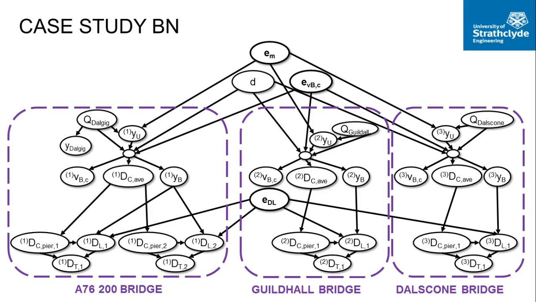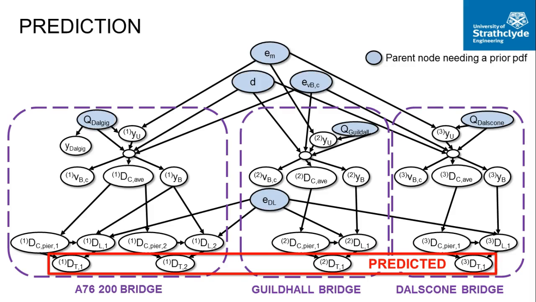So this is our Bayesian network for our case study, where we can see the 3 different bridges and the model error that correlates all of them. If we don't have any observation in the network, we can predict the local scour, the total scour at every pier starting from the prior distribution of the parent nodes.